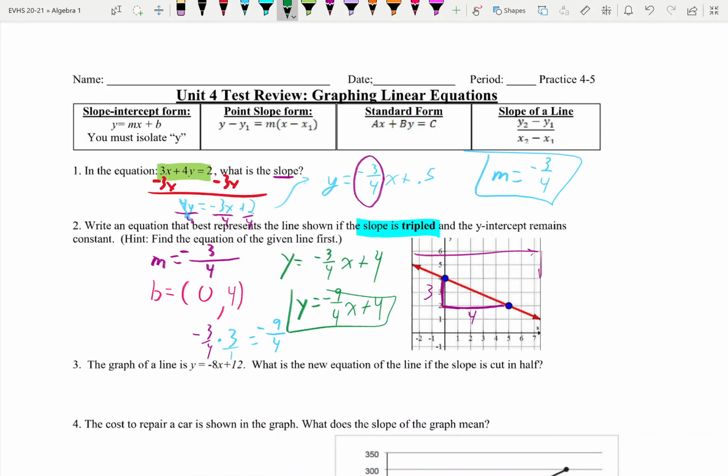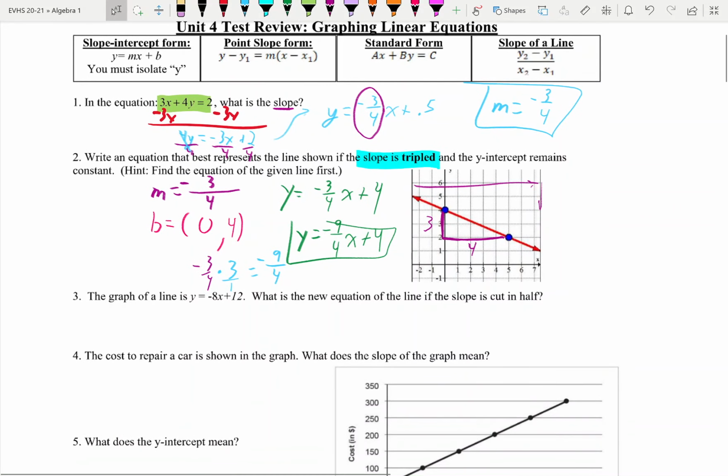Number 3, the graph of the line is y equals negative 8x plus 12. What is the new equation if the slope is cut in half? Well, here my slope is just the coefficient of x. Cut that in half, and I've got negative 4. So I've just got y equals negative 4x plus 12.